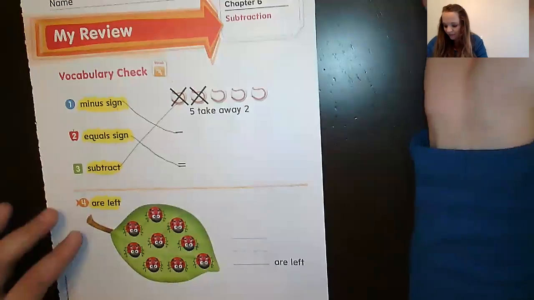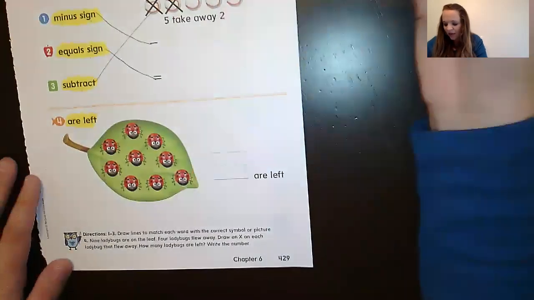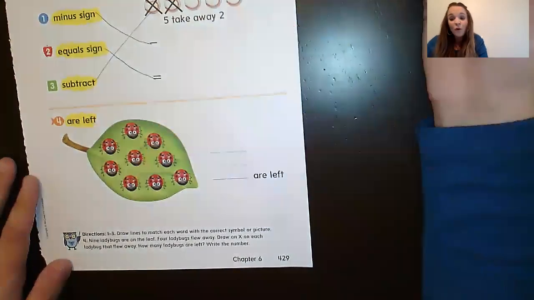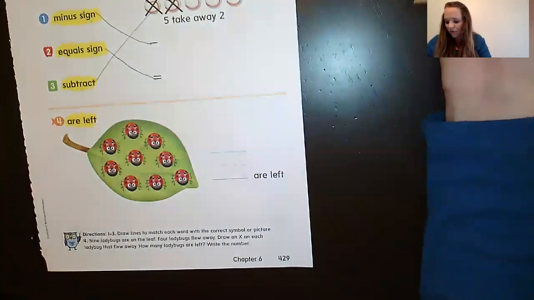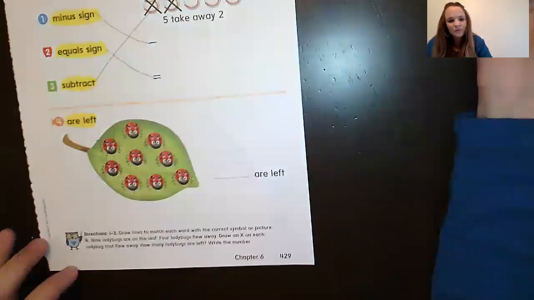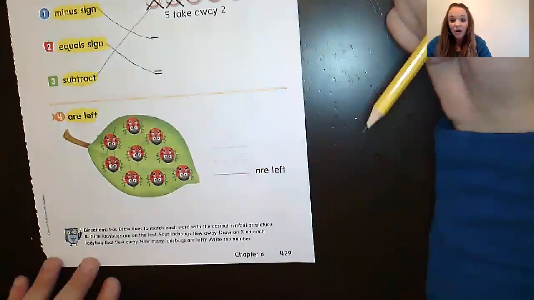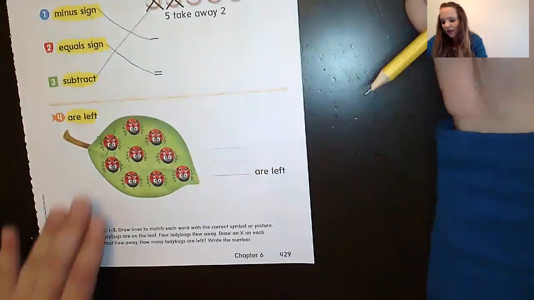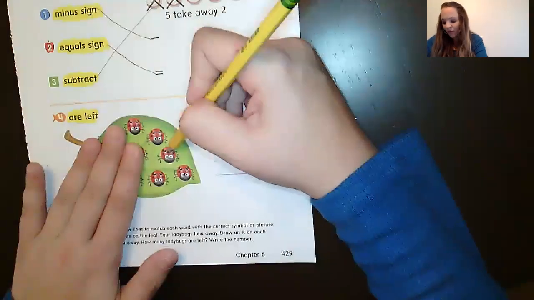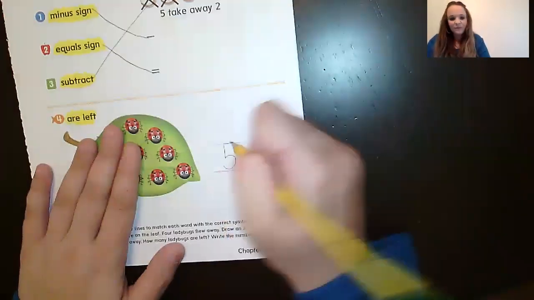All right. Let's take a look at these ladybugs. It says there are 9 ladybugs on the leaf. Let's count them. 1, 2, 3, 4, 5, 6, 7, 8, 9. 4 ladybugs flew away. Let's cross out 4 of them. 1, 2, 3, 4. You see that? It's kind of tough to see, huh? And it says how many ladybugs are left. Let's count how many ladybugs are left. These are my 4 that are crossed out. So let's count how many are left over here. 1, 2, 3, 4, 5. So your number 5 goes in the blank right here.